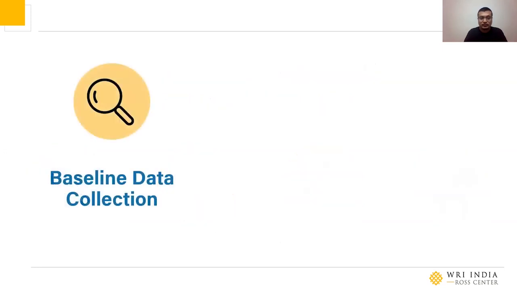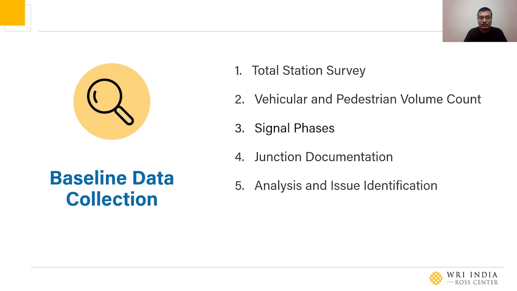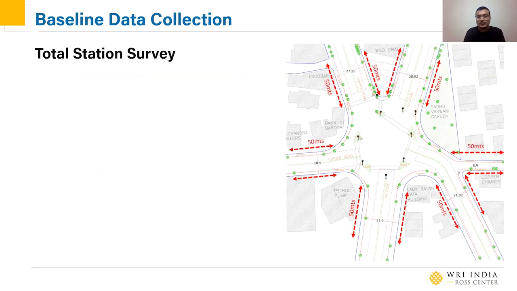baseline data collection, in which we will look at total station survey, volume counts, signal phases, junction documentation, analysis and issues identification. Now, in total station survey, we generally do total station survey for all the junctions, but it's done only till the stop lines at each arm. It is recommended to do the total station survey at least 15 meters on each arm. This helps us to check and understand the lane alignments while designing the junction, and also helps in designing other elements better at the junction.